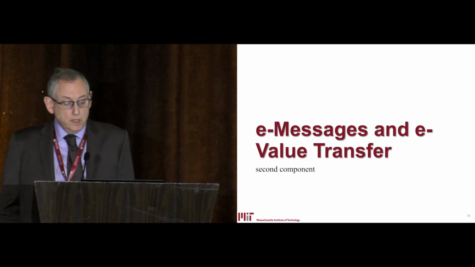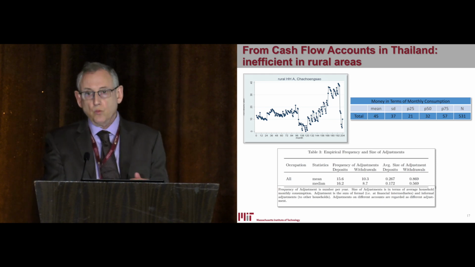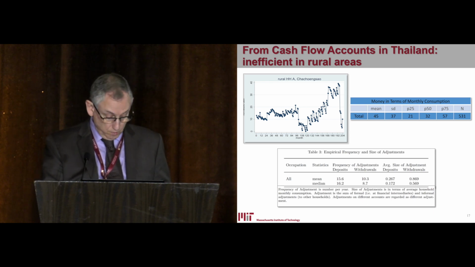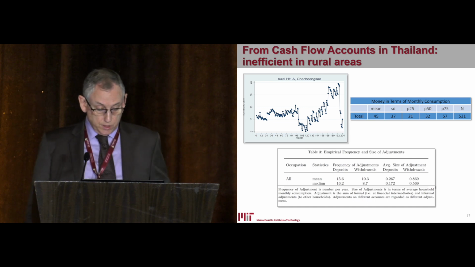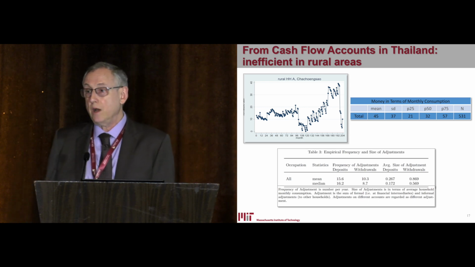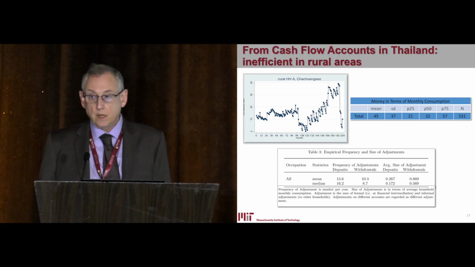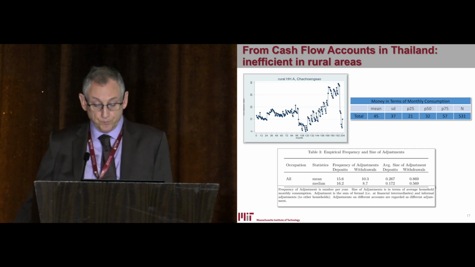Second component, e-messages and e-value transfers. So from, again, the work in Thailand, we've created the statements of cash flow and balance sheet for each of the households. And this picture, you no doubt can't read the scale, is a typical household that ends up holding 37 months worth of consumption in currency in the house. And that is typical for this database, so it's inefficient, let's say.